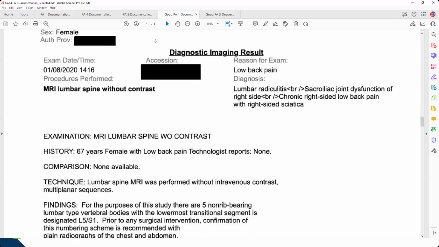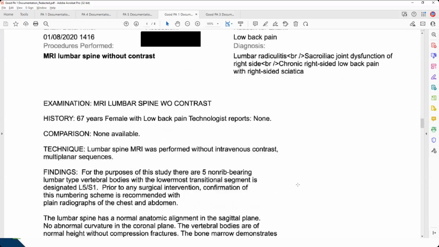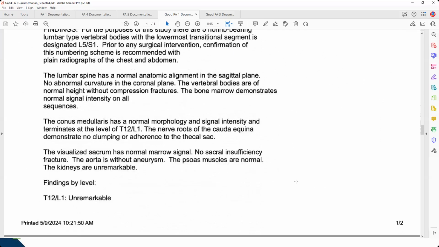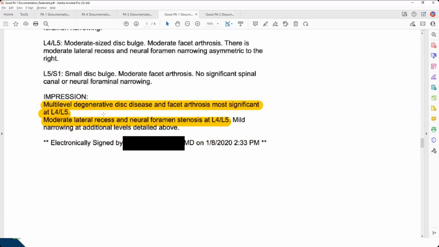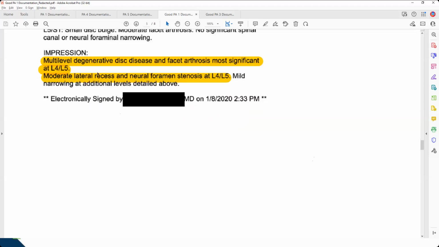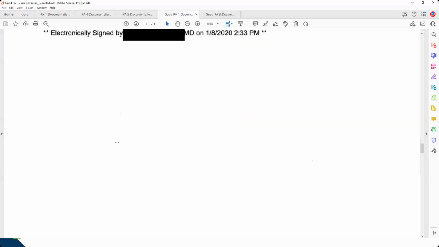And then we have the diagnostic imaging results of this patient and the impression of the imaging results that she's got some, I think, call all of these females. I'm not sure if they all are or not. Anyways, some multi-level degenerative disc disease, facet arthrosis, at L4-5 again noted, etc.